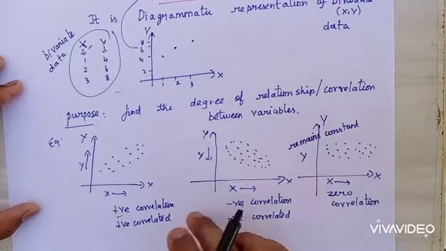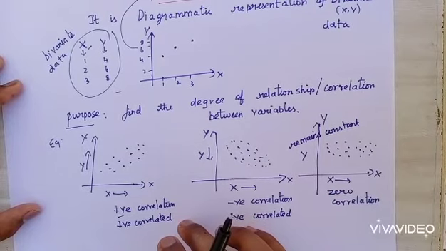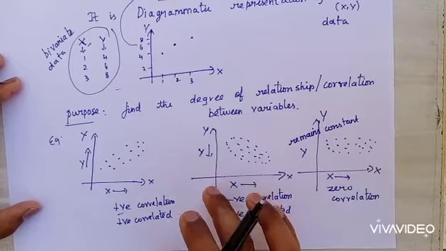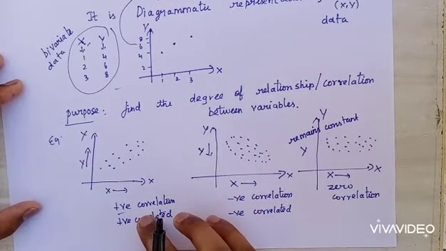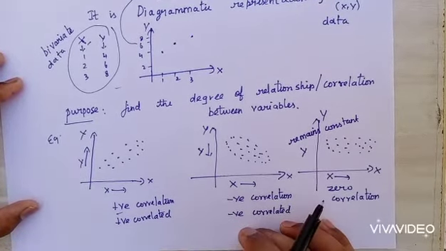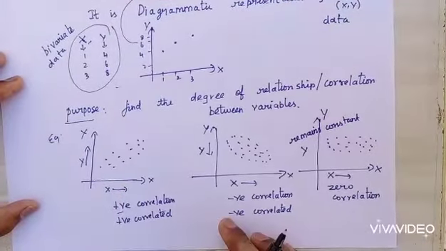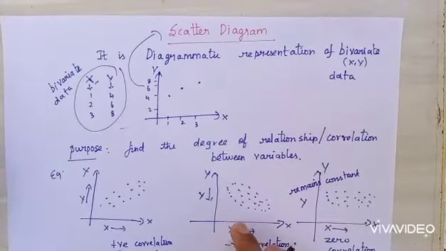Based on the scatter diagram, we can find the relationship between variables, whether it is positive correlation, negative correlation, or zero correlation. So this is the purpose of the scatter diagram.